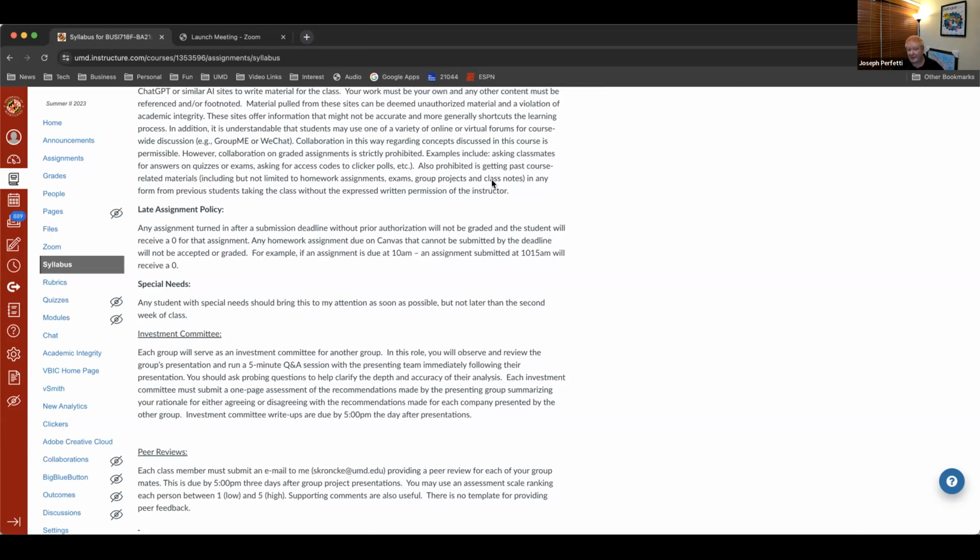So part of your grade is going to come from me, part of your grade is going to come from other teams in this class. And so basically the investment committee, which runs the Q&A session, one day after the group project presentation, will submit a write-up of how they evaluated the team, essentially, which will serve as input into their grade. So that's another thing that we're going to be doing this semester. In addition to that, we're going to do peer reviews of your own team members. So again, group projects generally get group grades.